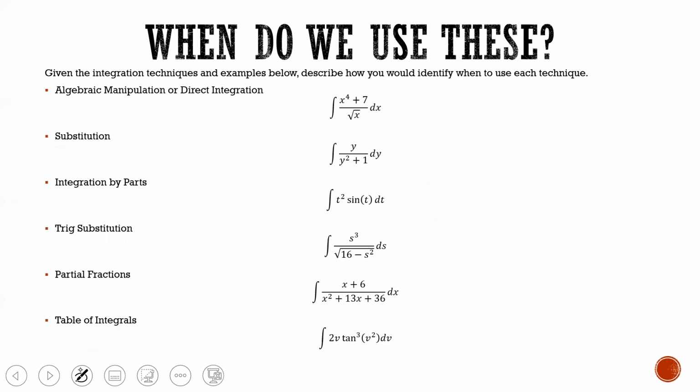Right, integration by parts. This is one where we're looking for a u and a dv. Typically there's going to be two functions being multiplied in our integral, and that's what we see with the example here, the t squared and sine of t. So we have t squared times sine of t dt. Those could be our u and our dv. Remember also our acronym, LIATE.